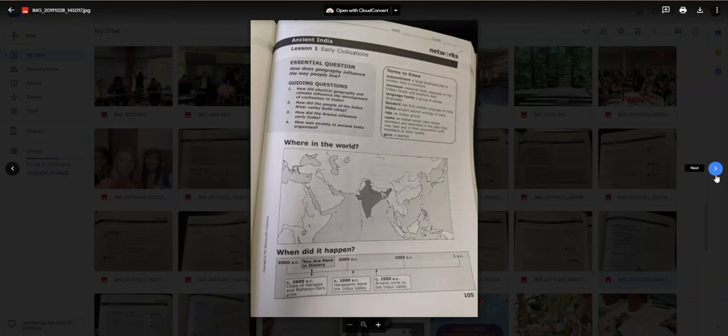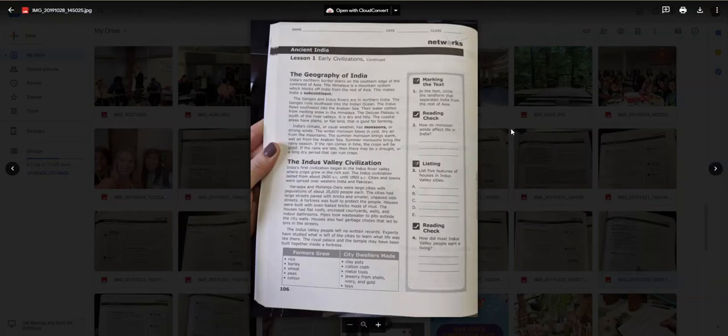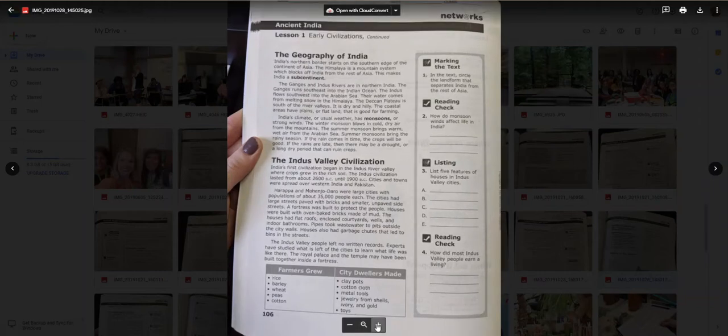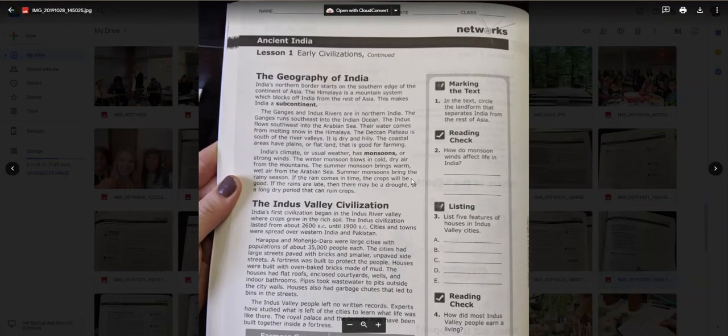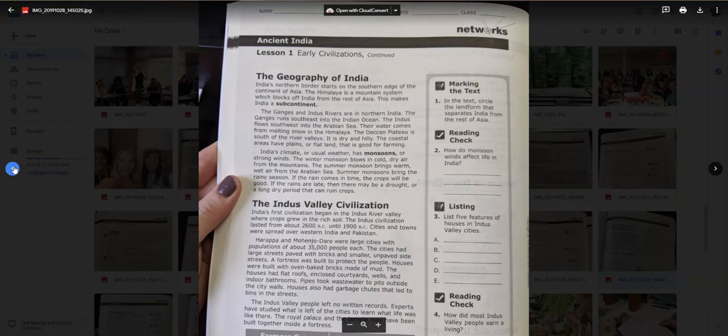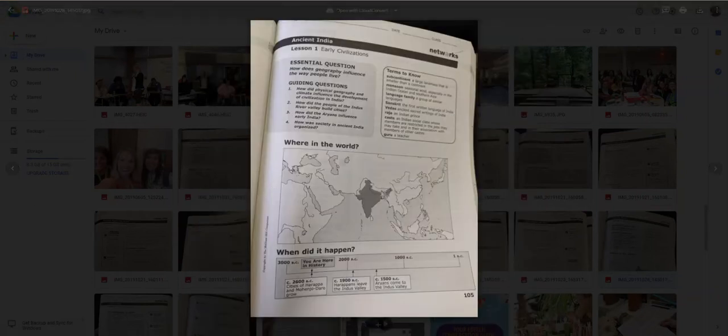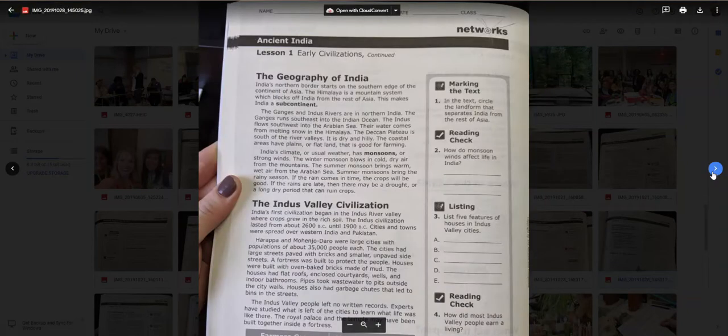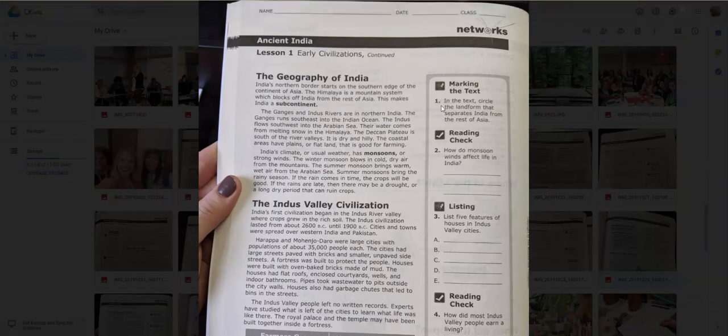Okay, so we're moving on to the next page, page 106. And I'm going to zoom in a little bit. Okay. The geography of India. India's northern border starts on the southern edge of the continent of Asia. The Himalaya is a mountain system that blocks off India from the rest of Asia. This makes India a subcontinent. So basically, what they're saying is there's a mountain range right here that separates it from Asia. Number 1, in the text, circle the landform that separates India and the rest of Asia.